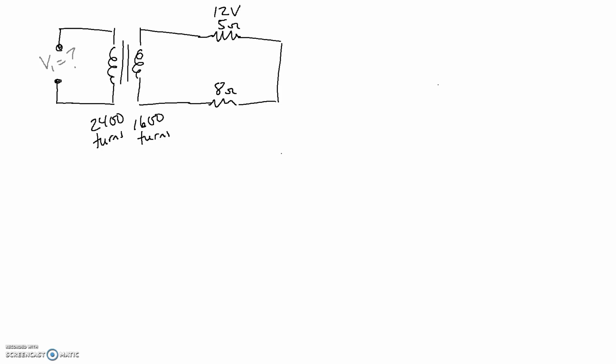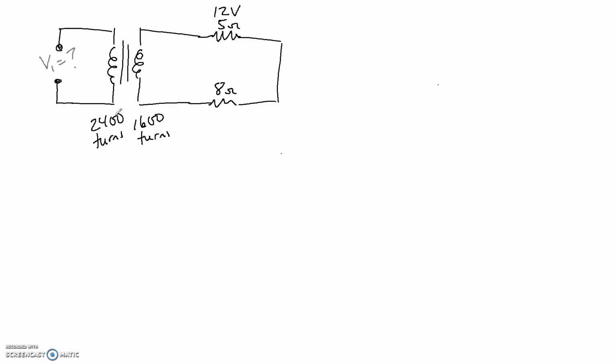We've got a transformer hooked up to two resistors. This one's got 12 volts and is a 5 ohm resistor. This one down here is an 8 ohm resistor. Got a little series circuit going on. 1600 turns, 2400 turns in the primary, and we're looking for that primary voltage. Okay, so let's see if we can piece a few things together.